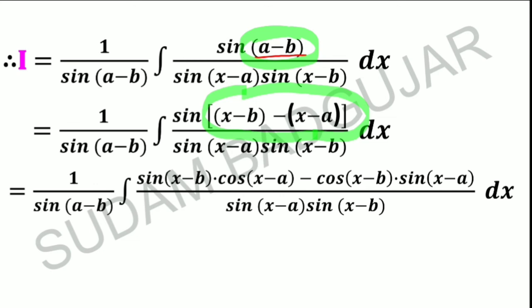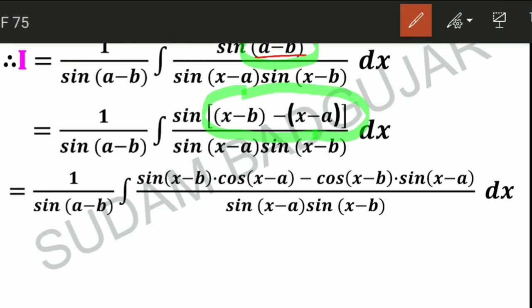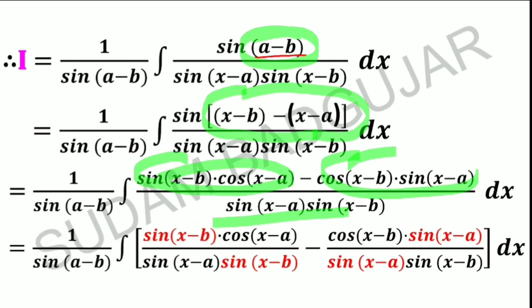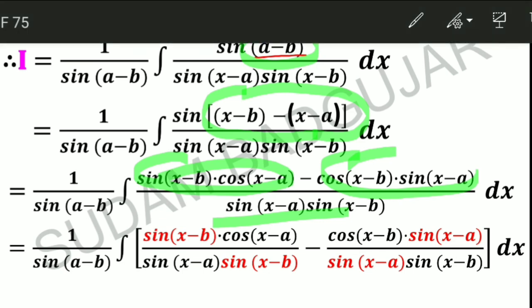What is the next step? You have to split that. Okay, that means integration of this first term divided by the denominator, minus this one divided by the denominator. And that is nothing but 1 upon sine of a minus b into integration of first term divided by denominator minus second term divided by denominator. Now here the similar term sine of x minus b gets cancelled. Here sine of x minus a gets cancelled.